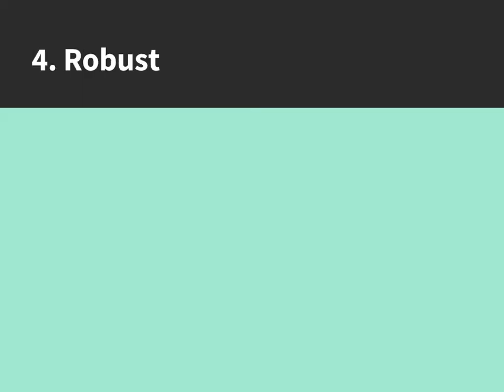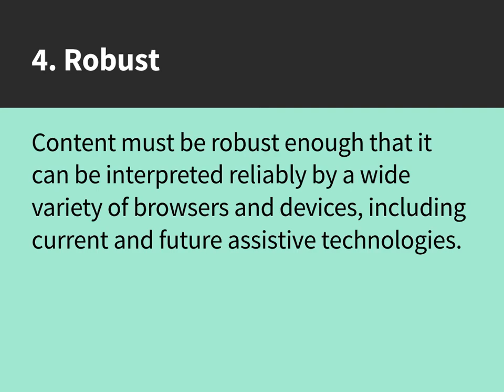Lastly, robust. Content must be robust enough that it can be interpreted reliably by a wide variety of browsers and devices, including current and future assistive technologies. That means that users must be able to access the content as technology advances. As technologies and user agents evolve, the content should remain accessible. So try to make it as future-friendly as possible.